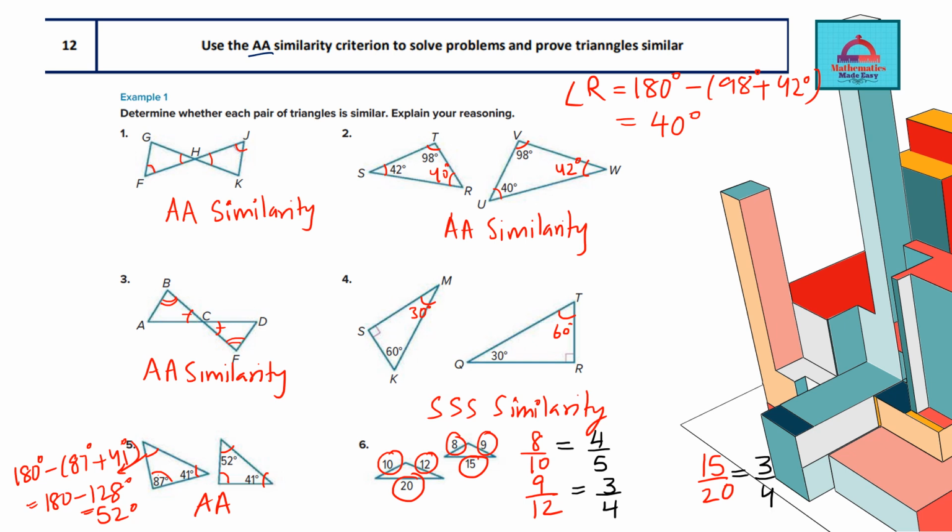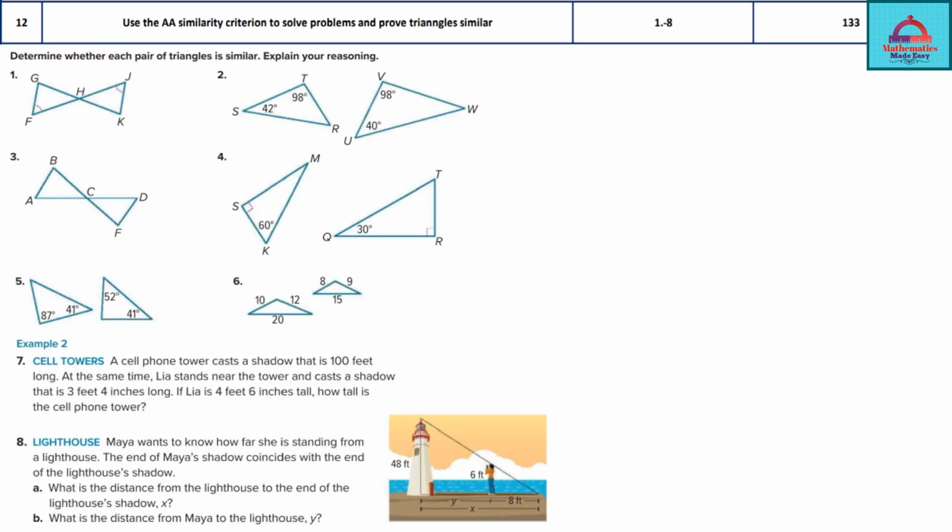So two ratios are equal, but the third one is different. So can I apply SSS similarity? No, these triangles are not similar because the sides are not in the same ratio. They are not proportional. Okay, so for question 1, 2, 3, 4, 5, and 6, we've already discussed the answers. So you can check your answers using the similarity.